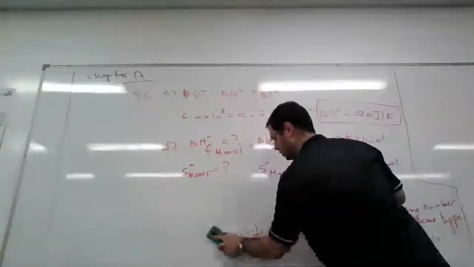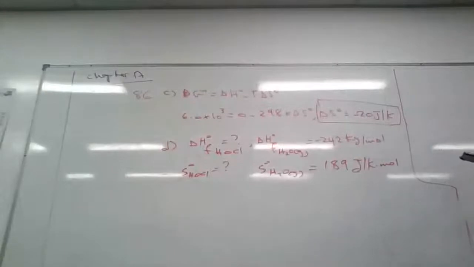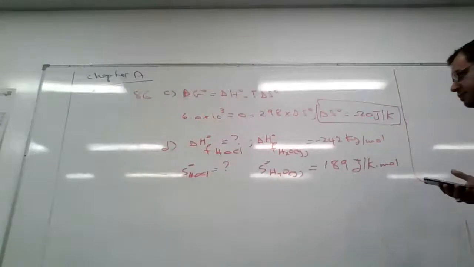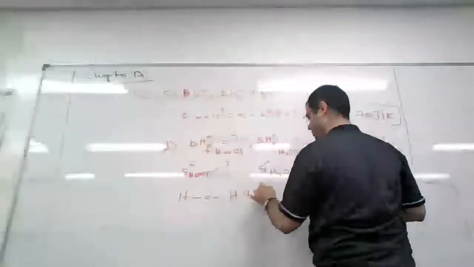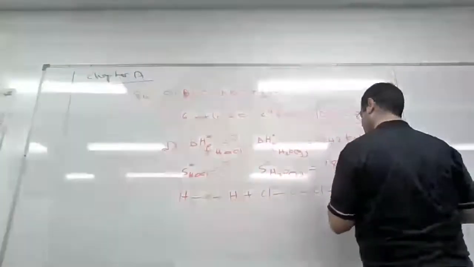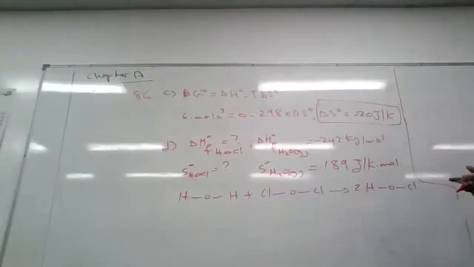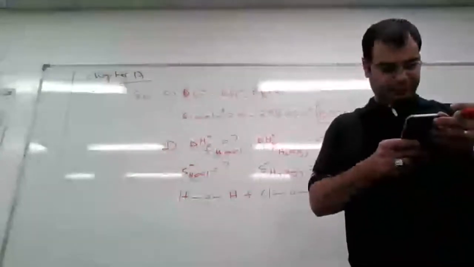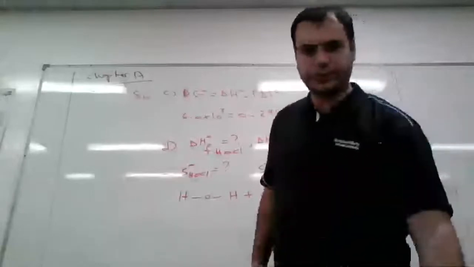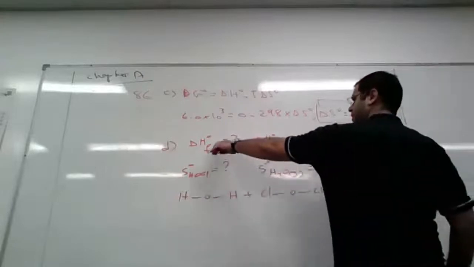What do you have to use? You have to go back to the reaction. Don't forget that. You have HOH, which is H2O, plus ClOCl, going to produce 2 times HOCl. So how are we going to continue with this? Now, all you have to do is I need to calculate this.